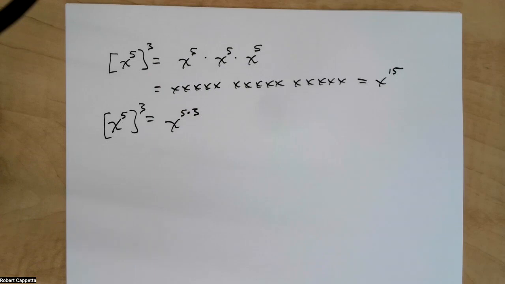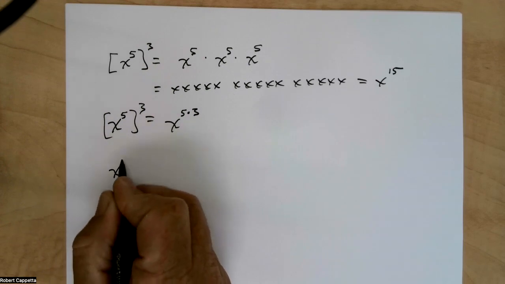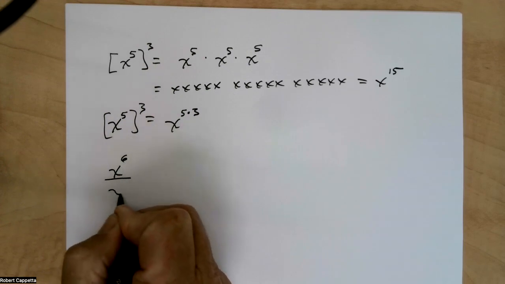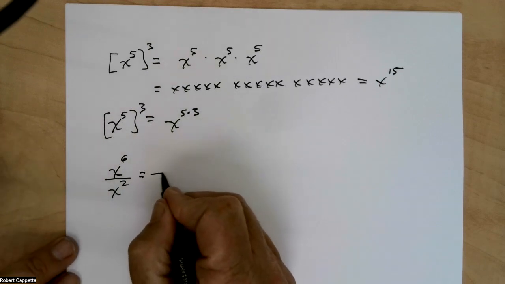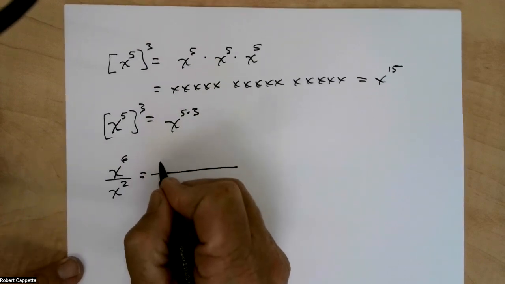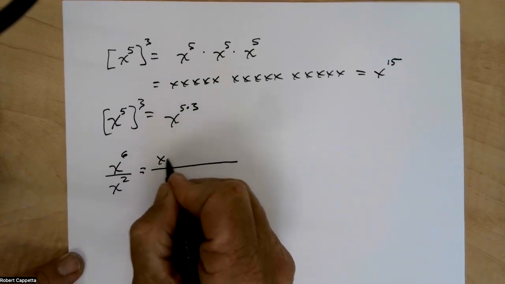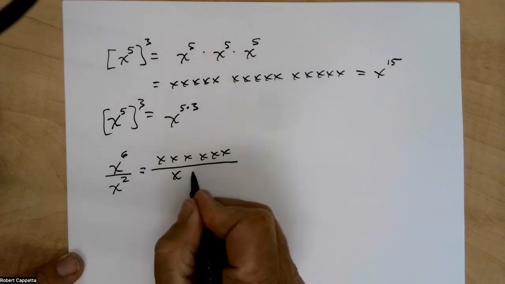Now, what is the next thing that we'll talk about? We'll talk about something like x to the 6th divided by x to the 2nd. And what is that going to give me? Well, again, we ask ourselves, what does that mean? X to the 6th, 1, 2, 3, 4, 5, 6, over x to the 2nd.